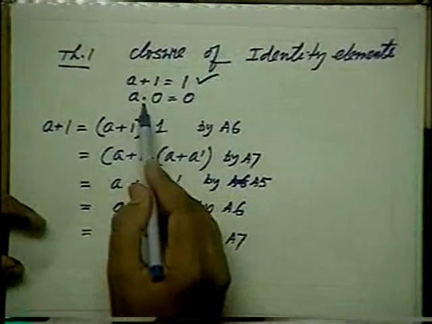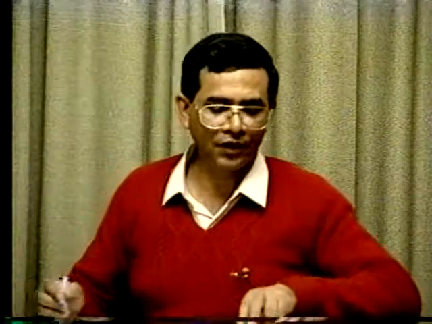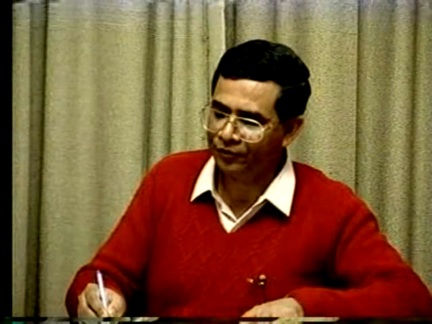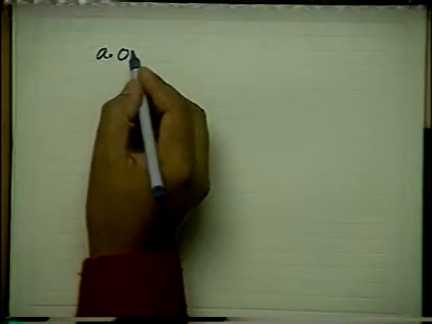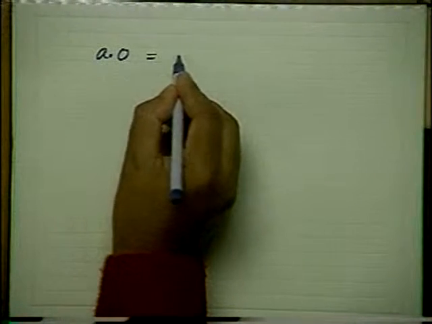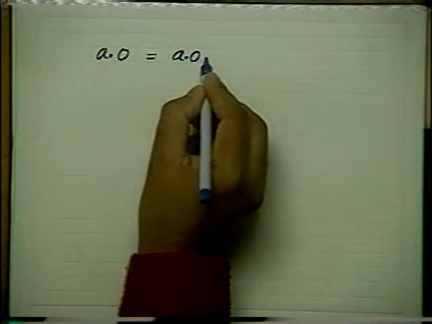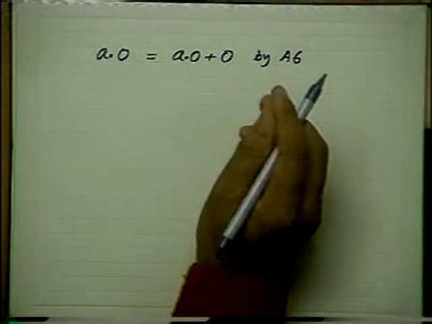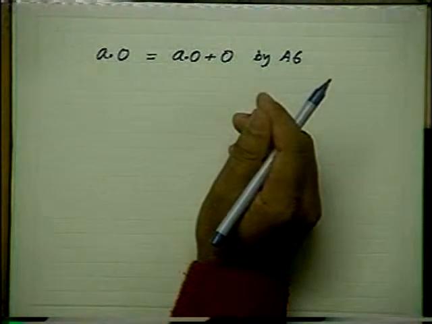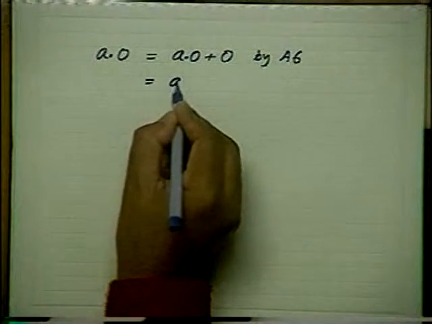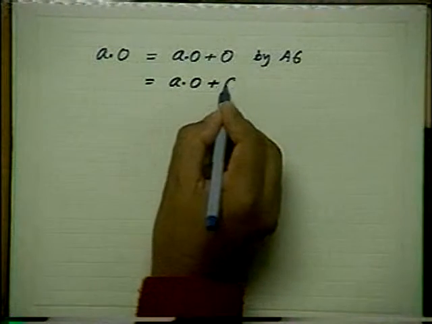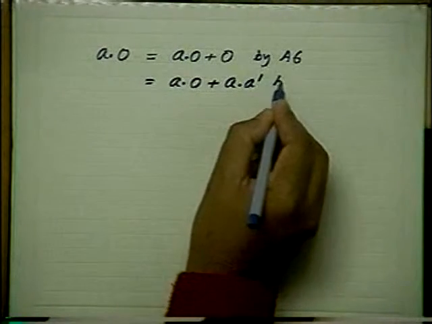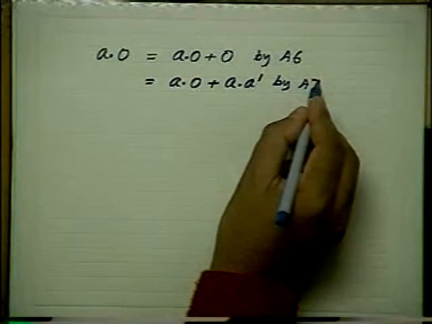Now let's see the dual of it. The dual of it turns out to be that we'll have to prove that a dot 0 is equal to 0. For that we take a dot 0 plus 0. This is by a6 once more, right? A dot 0 plus a dot a dash. This is by a7.